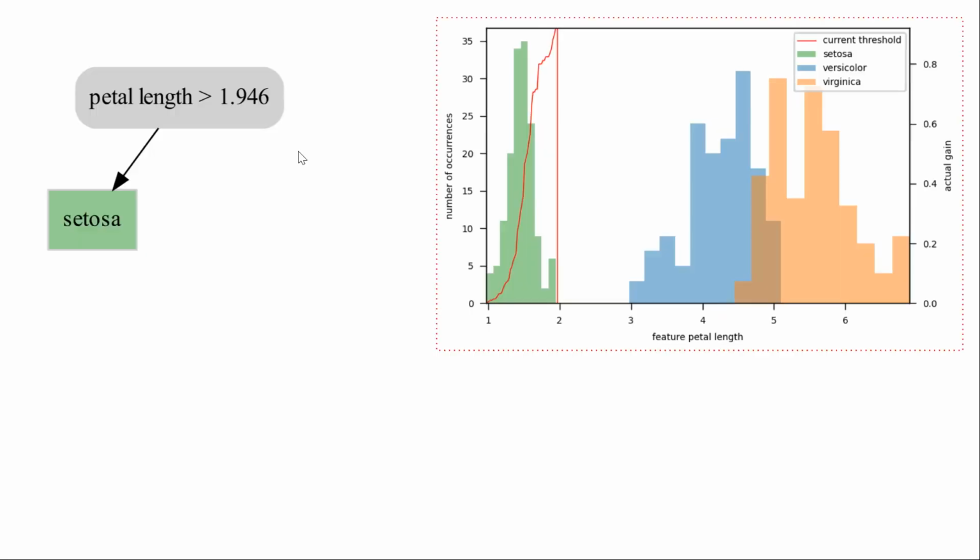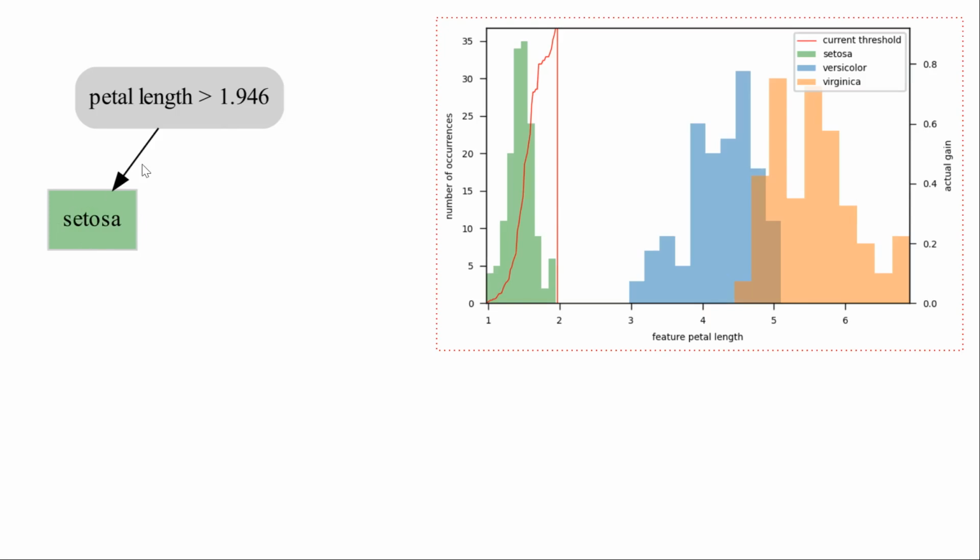And so when we choose this feature and this threshold, the algorithm will create the first division. Petal length greater than this value will represent these two classes. But when it is smaller than this threshold, it will represent the other class, the green one.